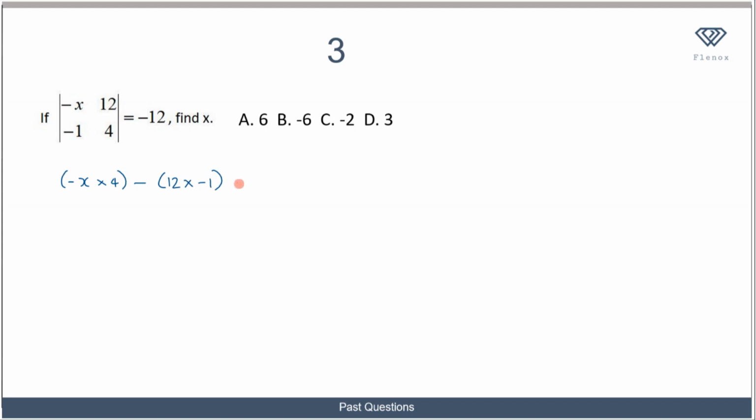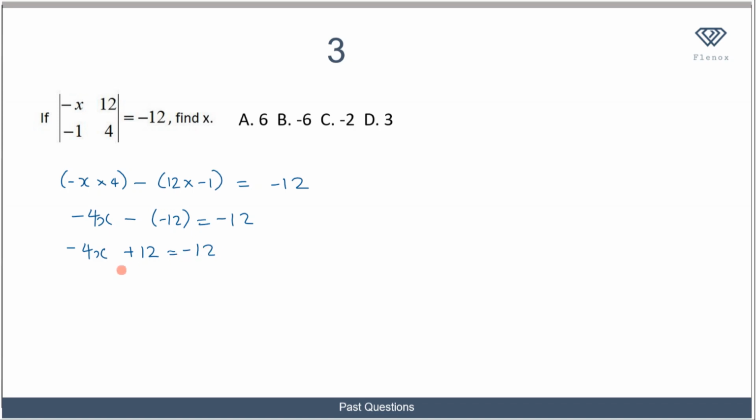And we are told that the result is minus 12. So what would that be? Minus x times 4 gives me minus 4x. Then minus 12 times minus 1 gives me minus 12, is equal to minus 12. So minus 4x, minus times minus is plus. So I have plus 12 is equal to minus 12.